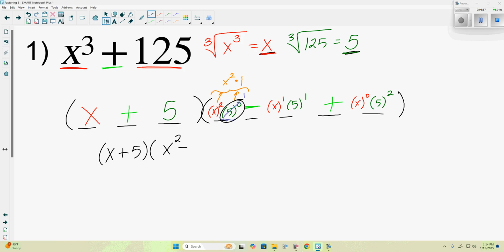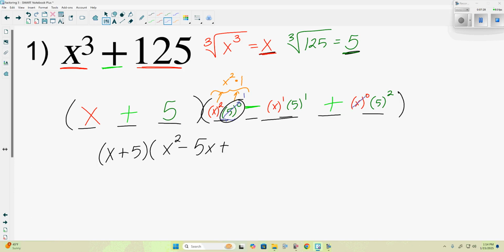Let's look at the middle term. Well, x to the first is just what? X. 5 to the first is 5. So really, what do we have? 5 times x, which is 5x. So do we really need to write those first powers? No. But again, I'm putting them there so that we can visually see what the exponents are doing, how these terms are working together.